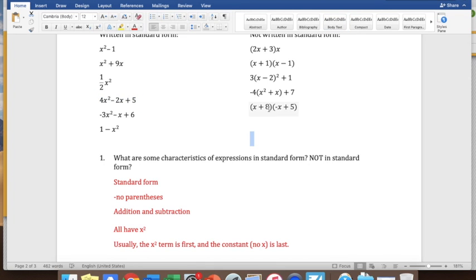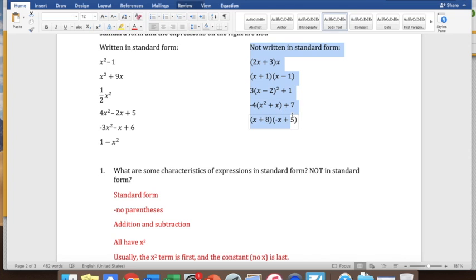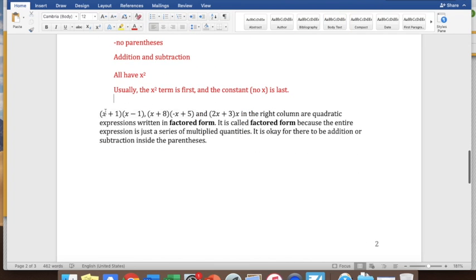All right, and then these ones are not in standard form, but some of them are in another special form. So we're going to look at x plus 1 times x minus 1, and then x plus 8 and negative x plus 5, and then 2x plus 3 quantity times x. And those ones in the right column, they're all quadratic expressions, and they're written in what's called factored form. And it's called factored form because the entire expression is just a series of multiplied quantities. And notice it's okay that inside the quantities, there is addition and subtraction. So like that one is really just the product of x plus 1 and x minus 1.